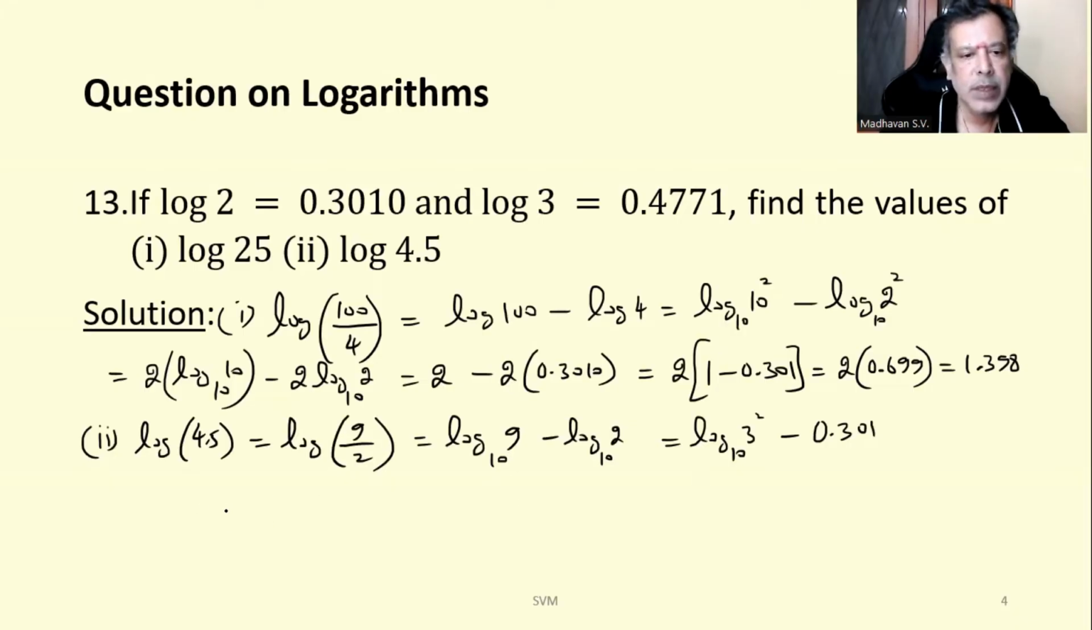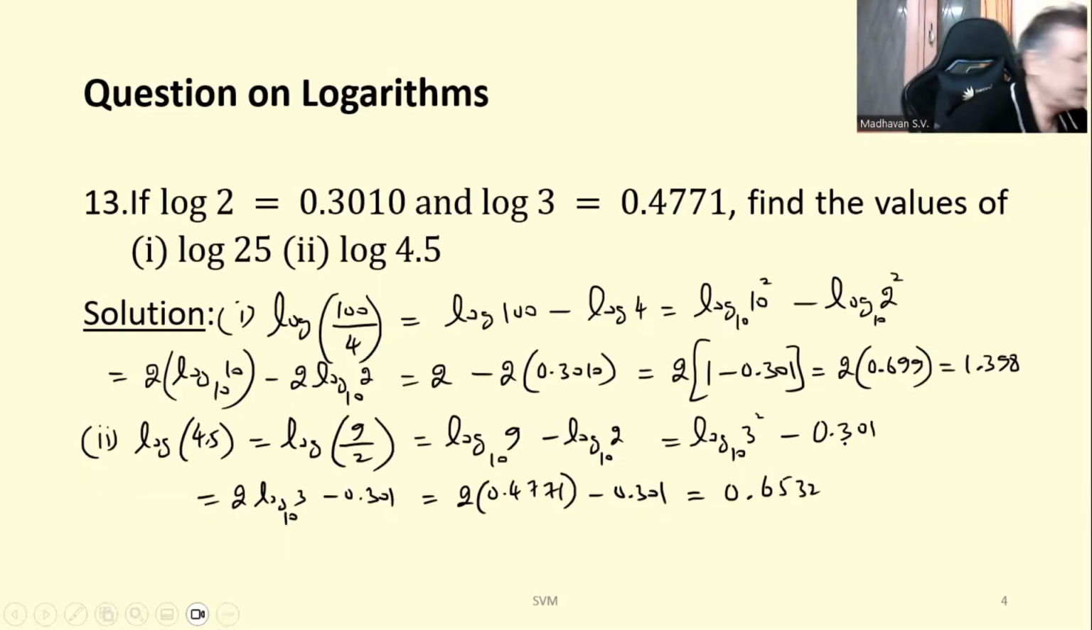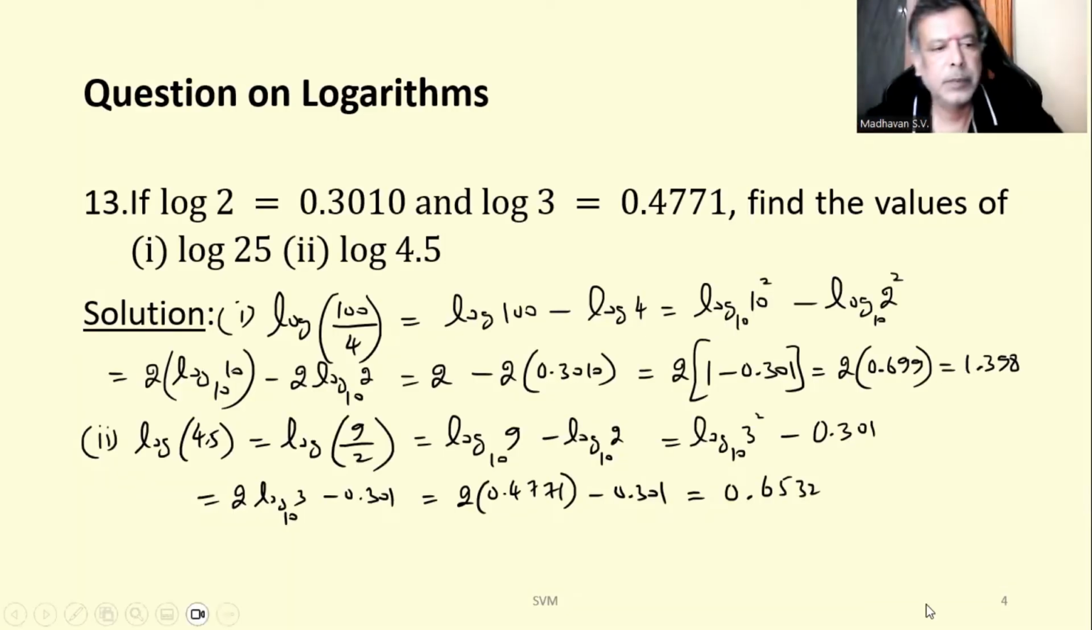301, which is 2 times logarithm of 3 to the base 10 minus 0.301, which is 2 times logarithm of 3, is given as 0.4771 minus 0.301. If we evaluate this, we will get the result as 0.6532. Now let us move on to the next question.